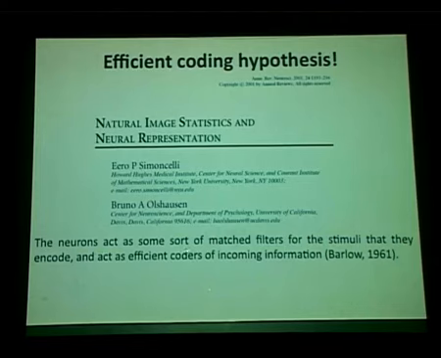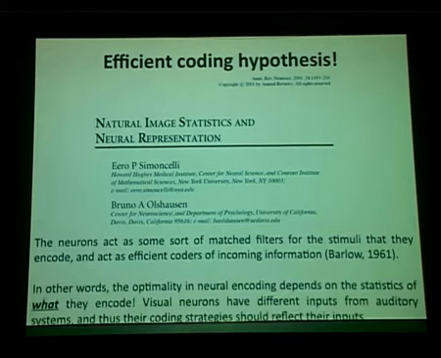So the neurons act as some kind of matched filter for the stimuli that they encode and act as efficient coders of the incoming information, where you use the statistics of the incoming inputs to design the filters the way you want. It's like the filters are evolving over time in order to match the statistics that is present out there. Right? So in other words, the optimality or efficiency in neural coding depends on the statistics of what they decode.